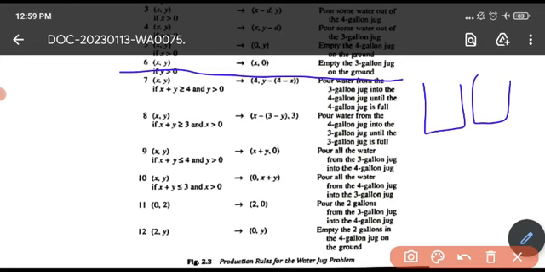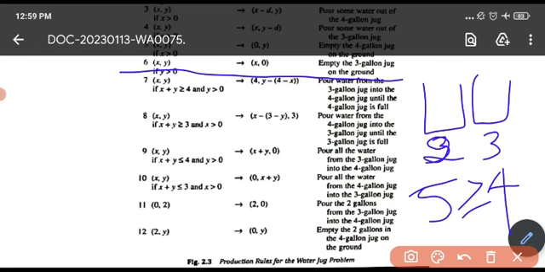5 is greater than or equal to 4, correct? So the condition is satisfied. Once you get this condition, you can fill this 2 liter of 4 liter jug with the remaining water and you can make it 4, correct? So that is what they are explaining. If x plus y is greater than or equal to 4, then the result will be 4, correct?